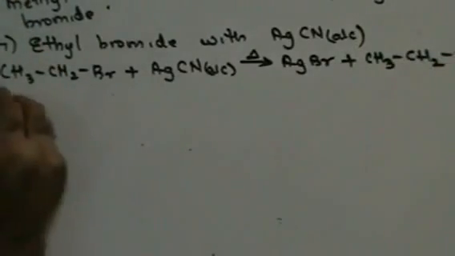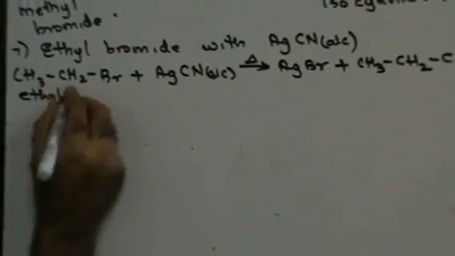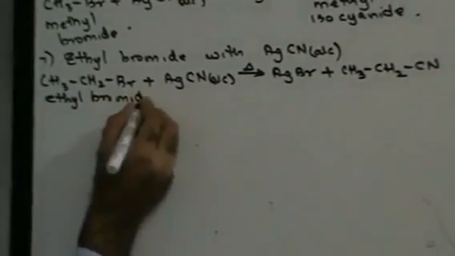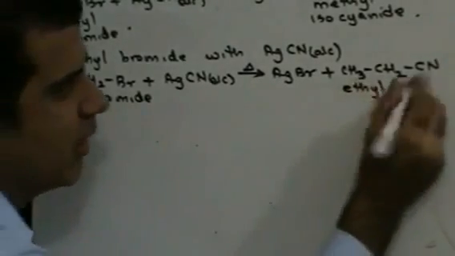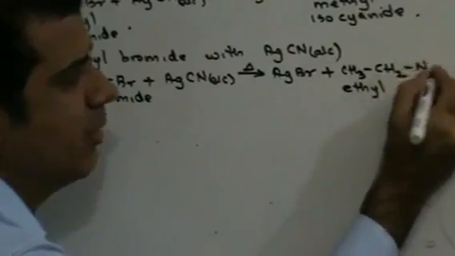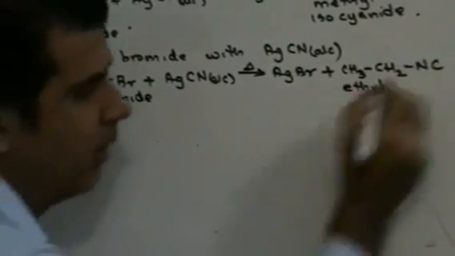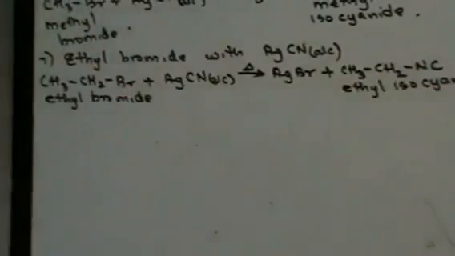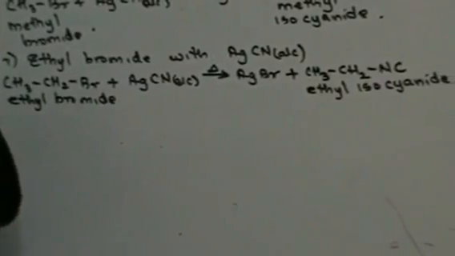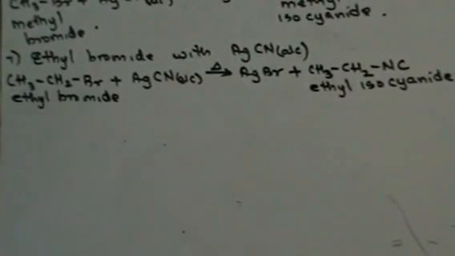Right? This is ethyl bromide, this is ethyl, and this is going to be isocyanide. Isocyanide, that means this is going to be NC, right? Isocyanide. Fine. So this was your substitution reaction using silver cyanide.